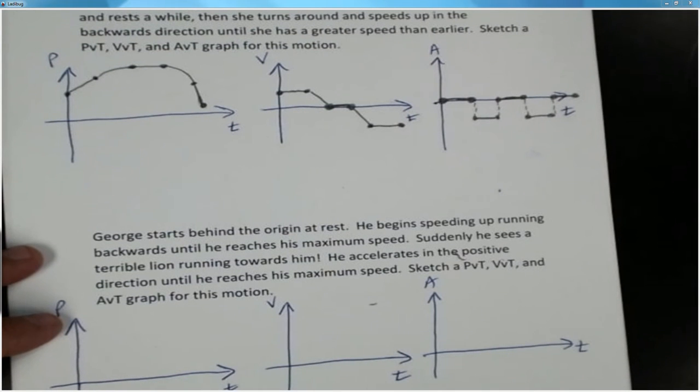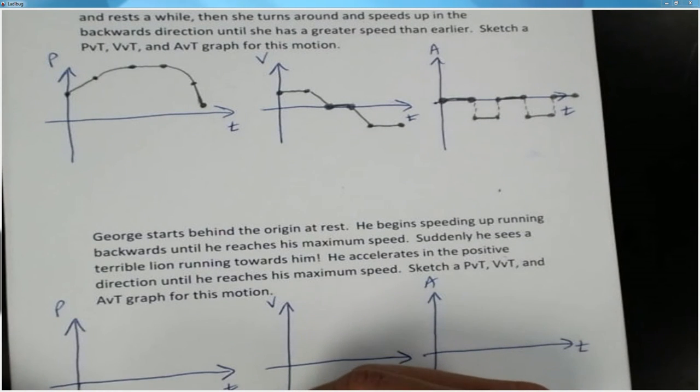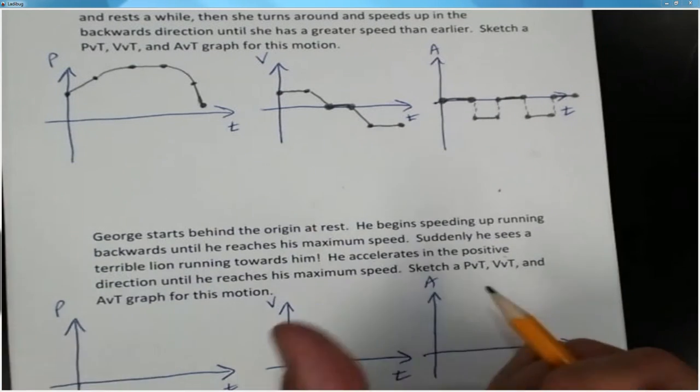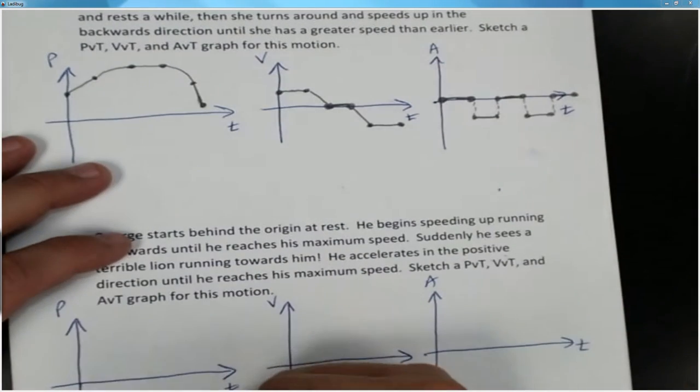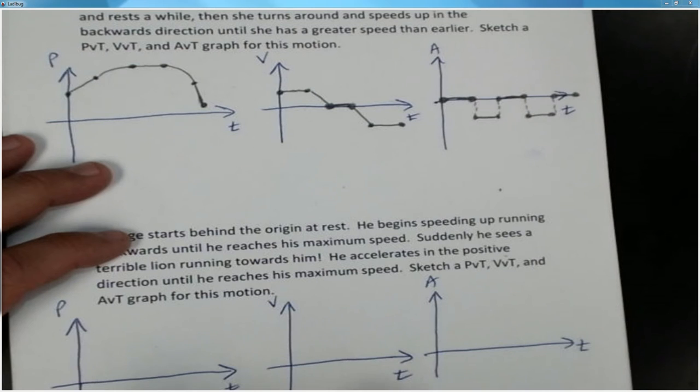Okay, he starts in the origin at rest. He speeds up running backwards. He reaches his maximum speed. He sees a terrible lion running towards him, and he accelerates in the positive direction. So that means he's going to accelerate in the opposite direction of his motion. And if you accelerate in the opposite direction of the direction you're going, you slow down. So he's going to slow down to a stop, turn around, speed back up until he reaches his maximum speed, going in the positive direction. And that's what George does. I hope he got away from the lion.